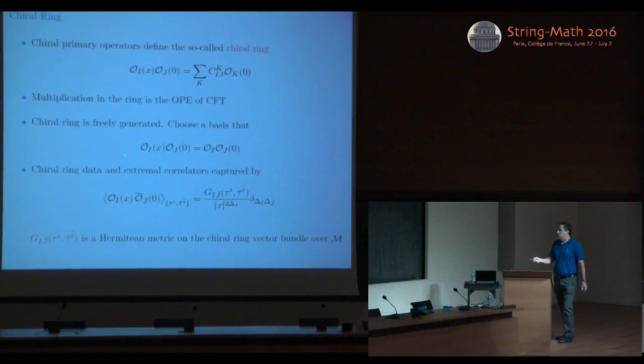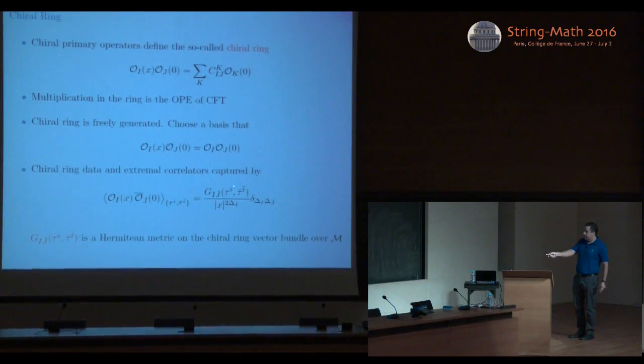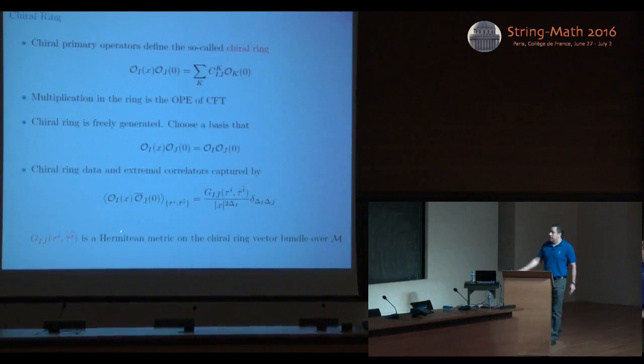So what we can do is we can always choose a basis in the chiral ring where, in some sense, you diagonalize the structure constants. Okay? So you choose a nice basis where the structure constants are diagonalized, but then the chiral ring data is still non-trivial and is encoded in the two-point function of arbitrary two elements in the chiral ring, one chiral and one antichiral operator. And this defines a metric, G i j bar, which can be interpreted as a Hermitian metric on the chiral ring vector bundle over the conformal manifold that I described.